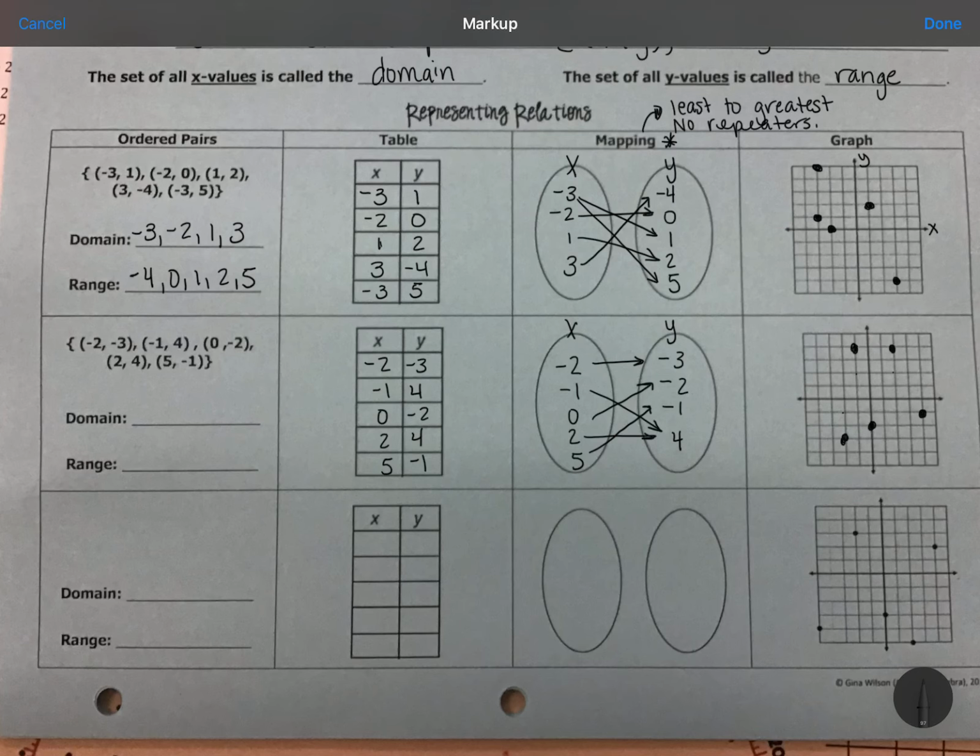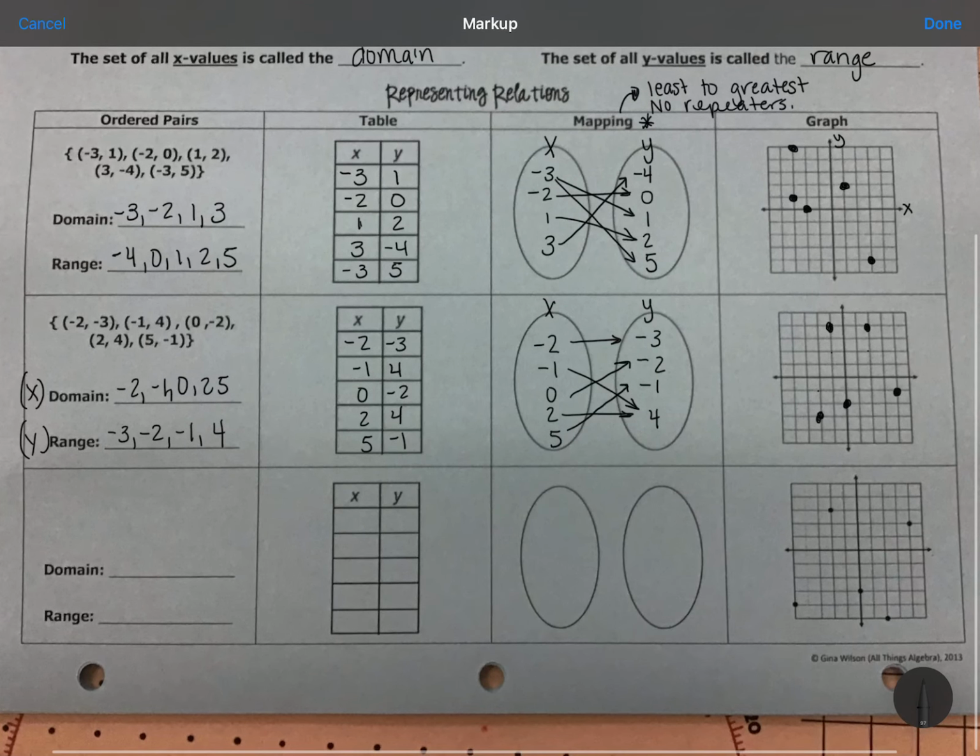My domain are my x's in order from least to greatest, no repeaters there. And the same thing with my range, from least to greatest, no repeaters. Remember, your domain are your x values, your range are your y values. So how did you do? Hopefully pretty good. Again, you can pause the video and you can look at the last one.